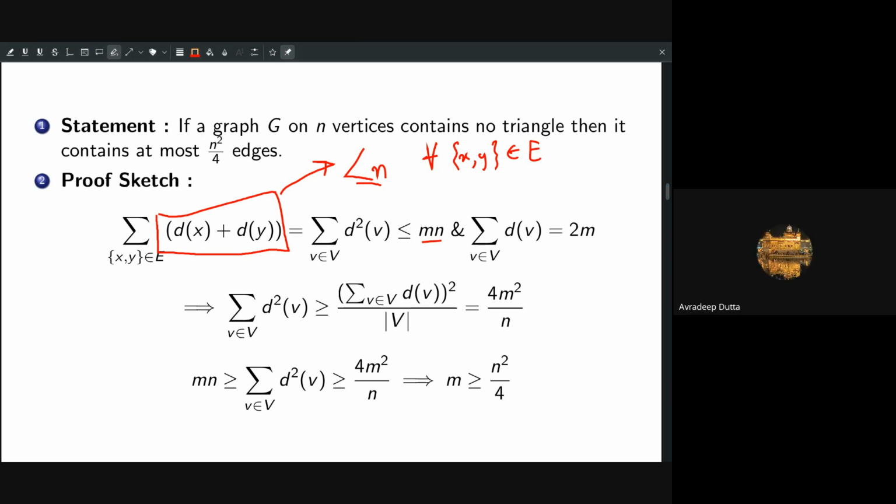Could I interrupt, if you don't mind? Yes, sure. You have written m is the number of edges, and you have written m is greater than or equal to n squared by 4. But Mantel's theorem tells that m, the number of edges, is less than or equal to n squared by 4, doesn't it? Okay, have I made a mistake here?